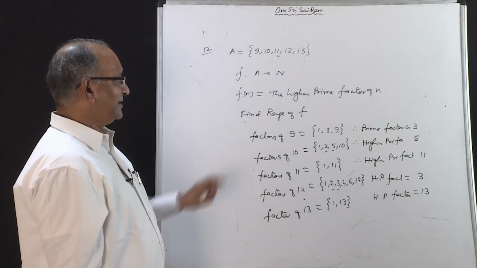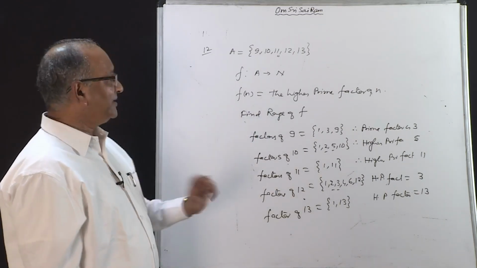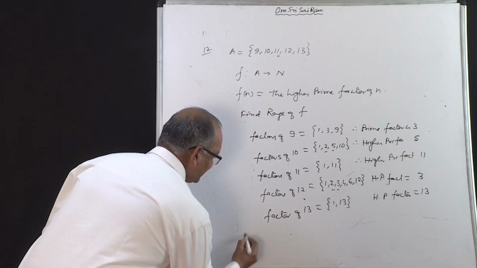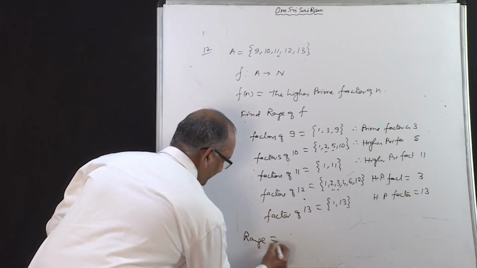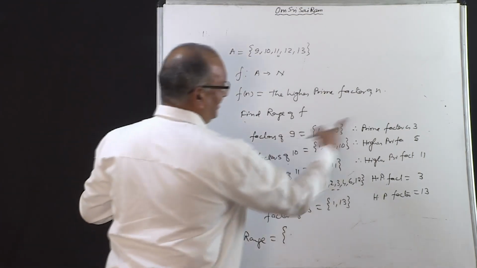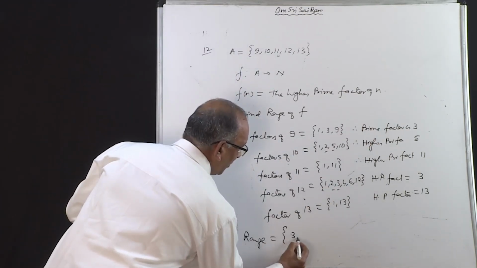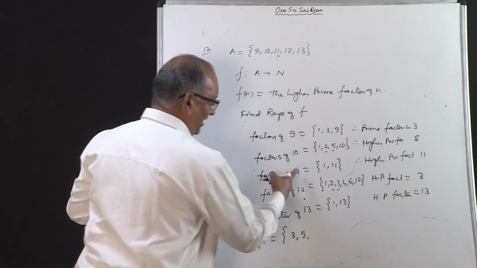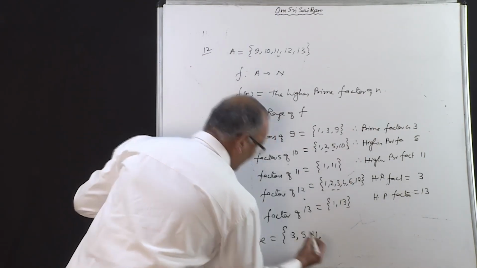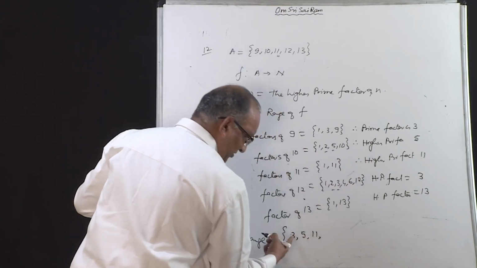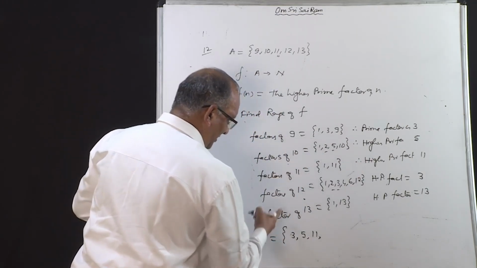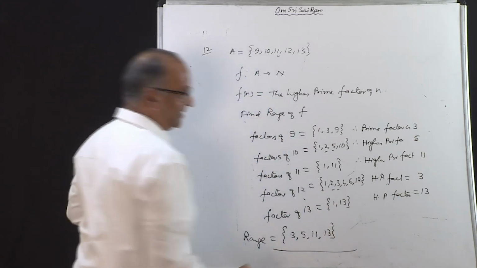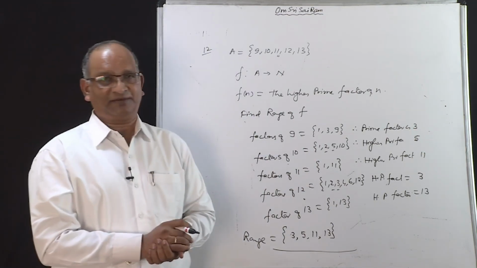What did he ask? He says write the range. What is the domain? Domain is 9, 10, 11, 12, 13. So the range is what you got. Range is equal to, for 9 we got 3, for 10 we got 5, for 11 we got 11, for 12 we got again 3, no need to write it again, for 13 we got 13. So this forms the range of the function.